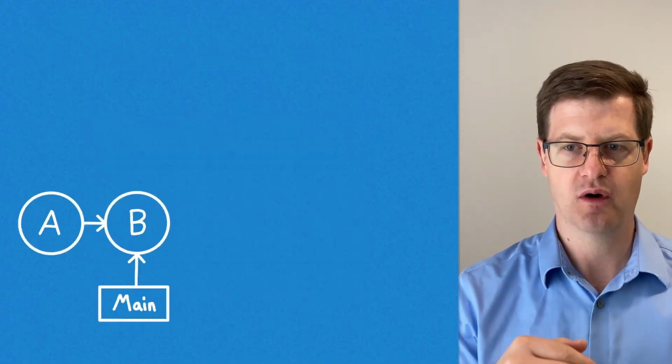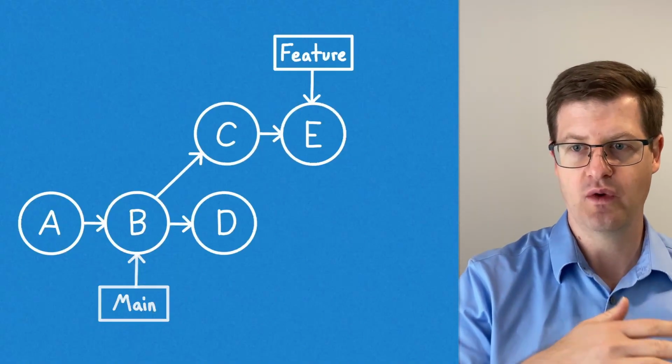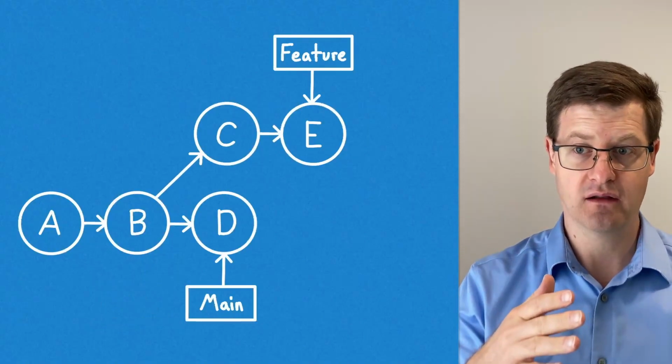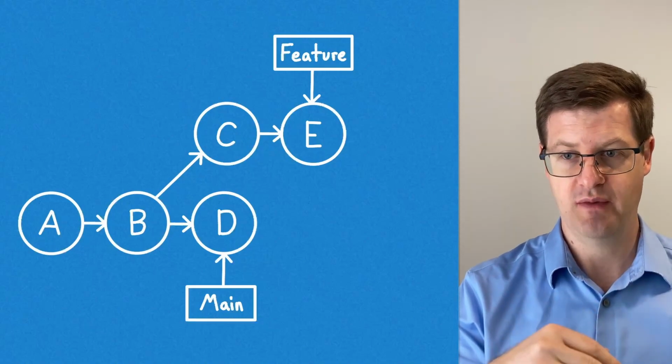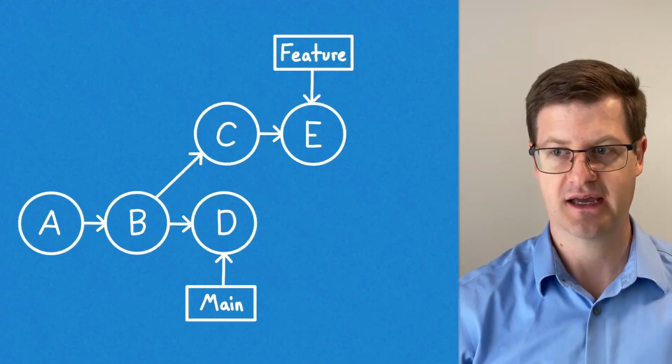So we have a scenario where we have a main branch with two commits, A and B. And then we branched off of B, created commits C and E, and meanwhile, we also had another commit to the main branch, D. So we have a setup that looks like this.